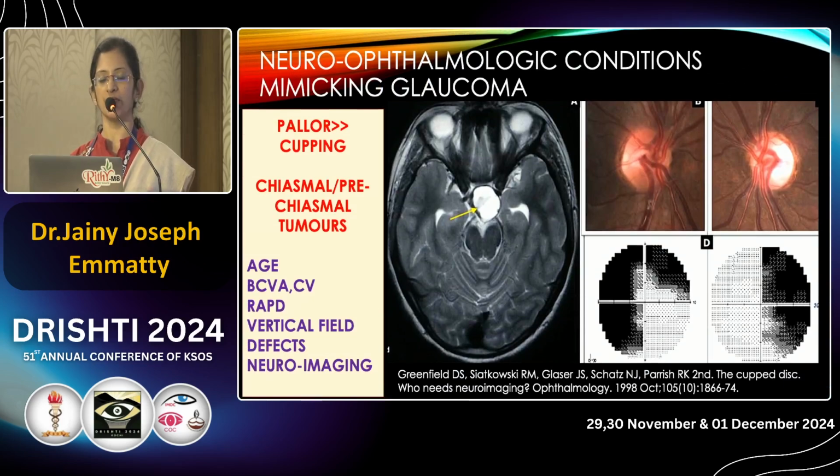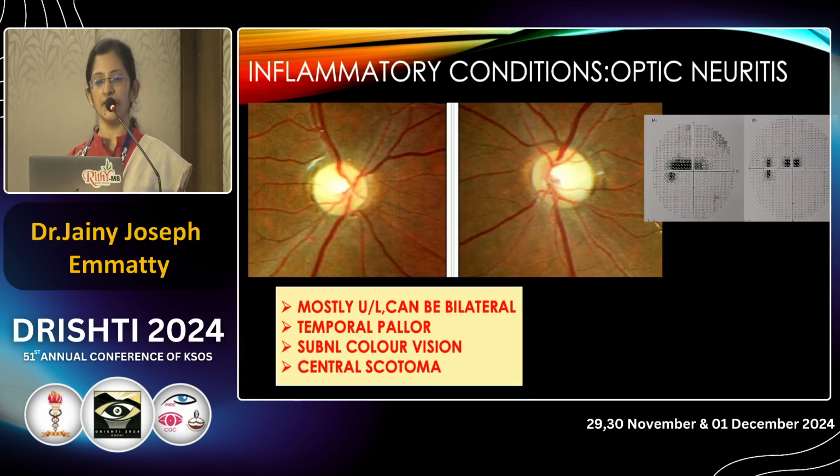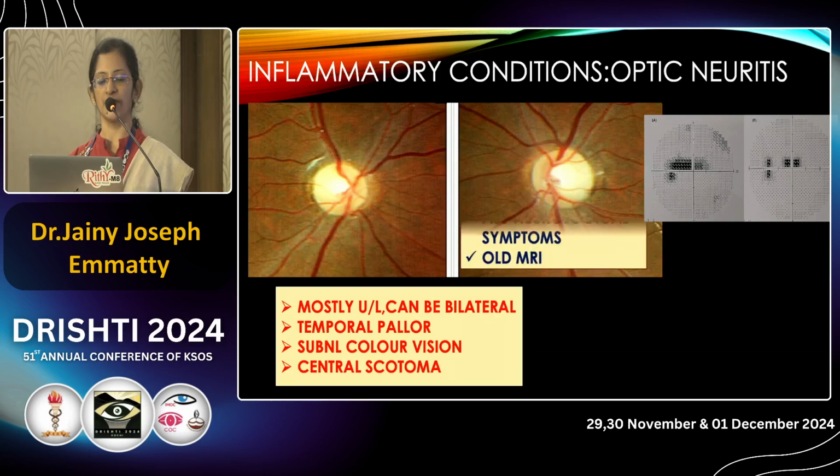Neuro-ophthalmological conditions, as we already discussed: chiasmal and pre-chiasmal tumors can mimic glaucoma, but the pallor will be more than cupping, and there comes the importance of our Greenfield criteria, while we assess the age, visual acuity, RAPD, and vertical field defects. Inflammatory conditions, even though in the acute stage they will not confuse us, later when the patient comes with temporal pallor, may be confused with glaucoma, but the subnormal color vision, visual acuity problems, and central scotoma will help us differentiate those conditions.